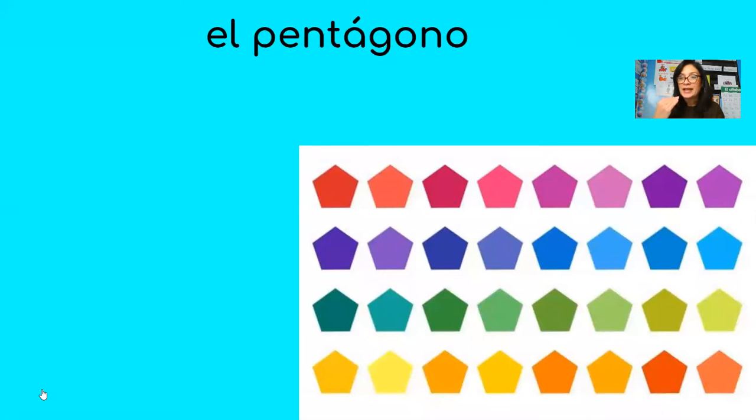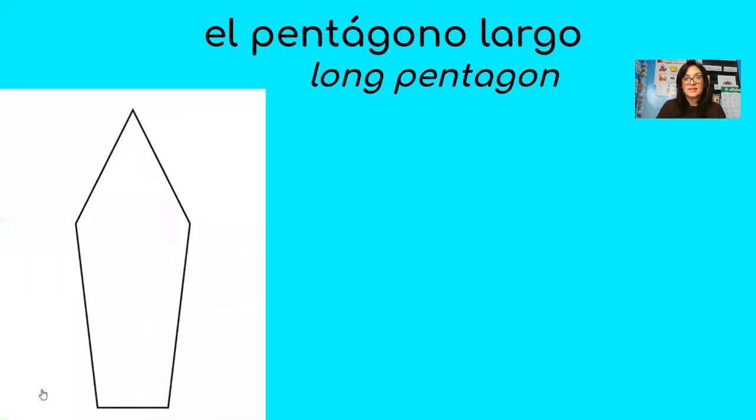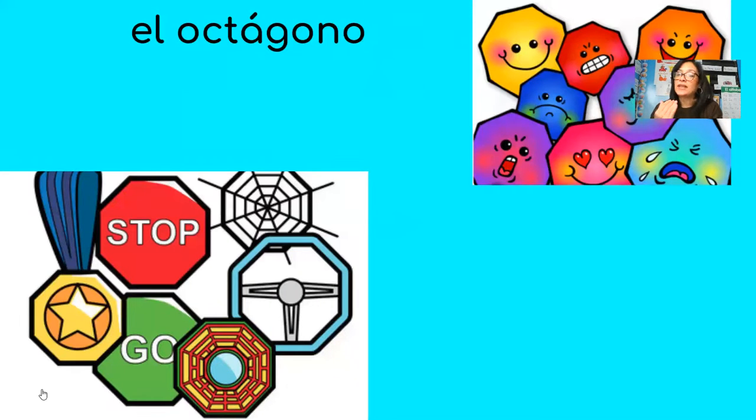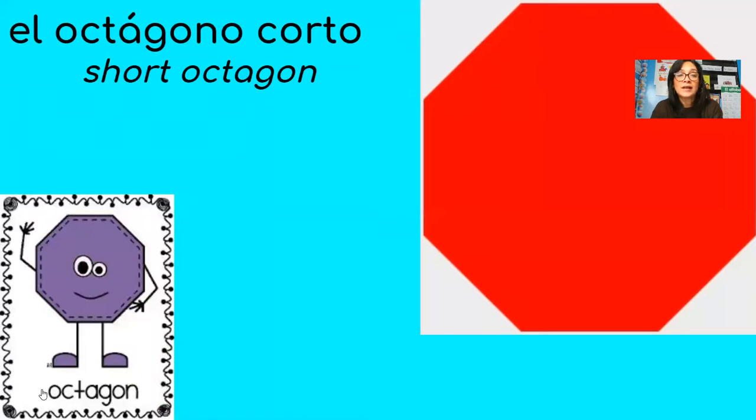El pentágono. Pentagon. El pentágono largo. Largo in Spanish means long. It looks like the word large in English, but it means long. Largo. El octágono. Octagon. El octágono corto. Short octagon. Largo, and the opuesto, the opposite, is corto, meaning short.